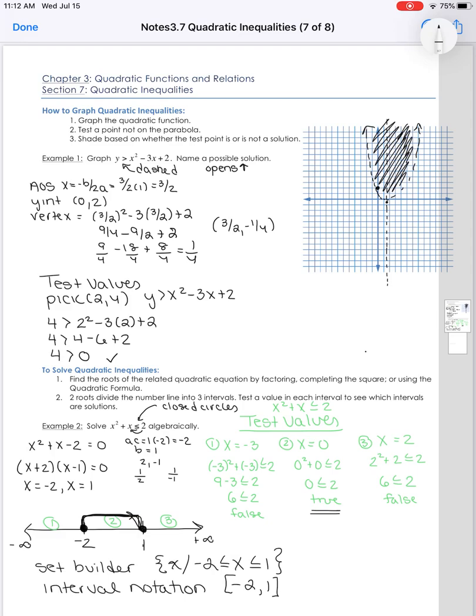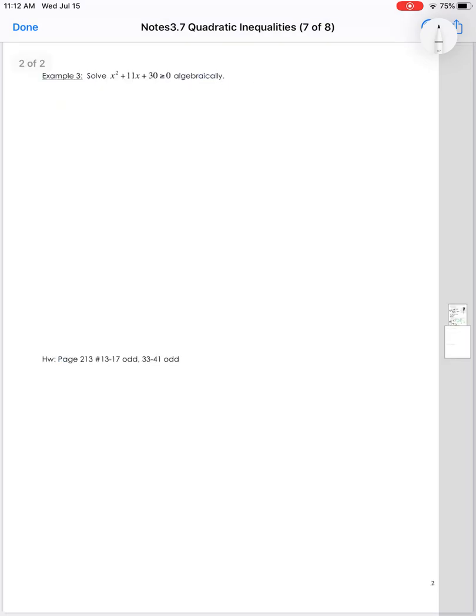In terms of interval notation, we only have one branch here, which means I only need one interval, and it's -2 to 1. And they're both closed circles, which means they both will get brackets on them. Okay, but the whole goal, and just keep in mind, the testing is crucial.